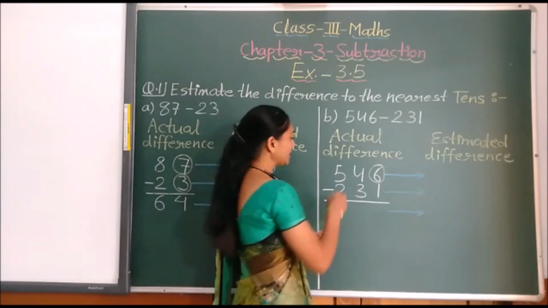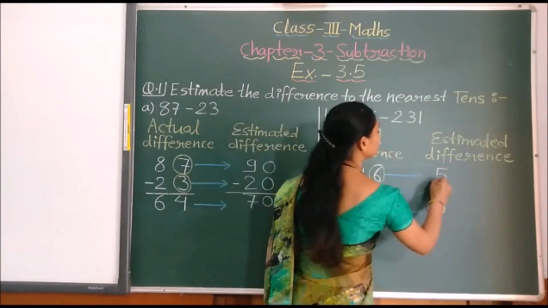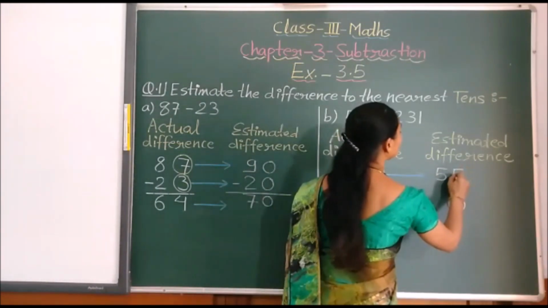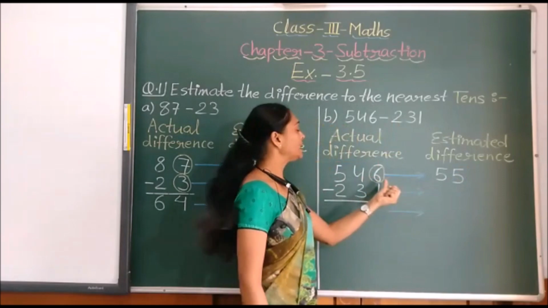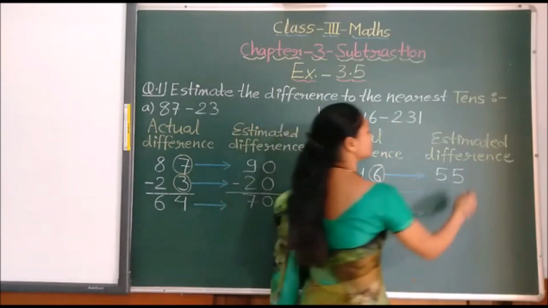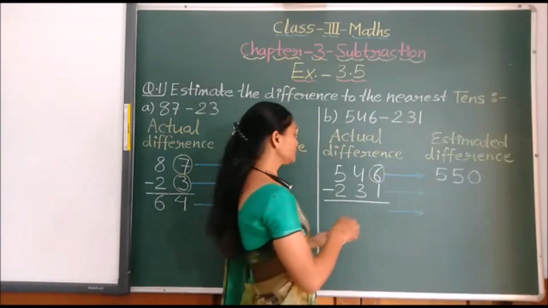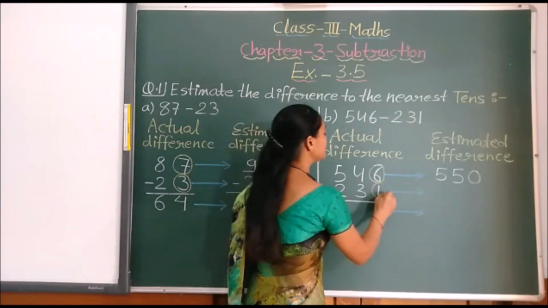So what are we getting? See, 5. This 5 is as it is. Then this 4 is increased by 1, so this is also 5. And this 6 we have to replace by 0. So here we have to write 0. Yes. Now this second one we will see.